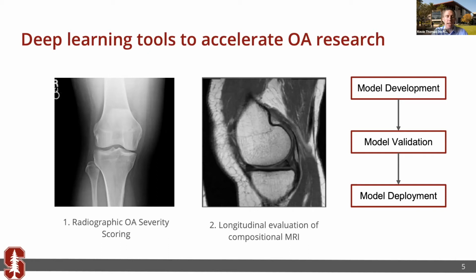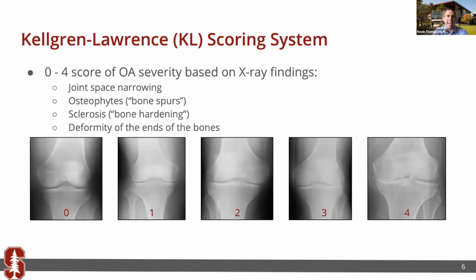And in this first project, we focused on automating what's called the Kellgren-Lawrence scoring system, or the KL scoring system. And this is a discrete 0 to 4 score of osteoarthritis severity based on X-ray findings. And this is stuff like joint space narrowing, or osteophytes, which are also called bone spurs, sclerosis, which is also called bone hardening, and deformity at the ends of the bones. And in the KL score, a 0 denotes a healthy, normal joint. And as you move from a 0 to 4, you see more and more evidence of cartilage degradation and abnormal bone remodeling.